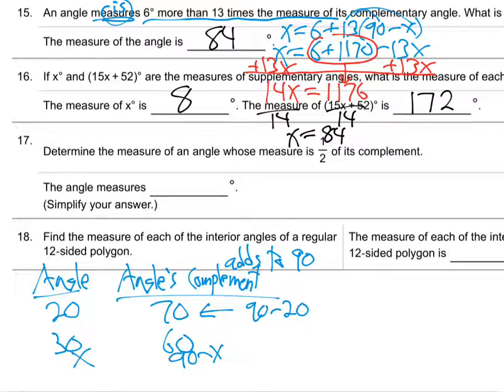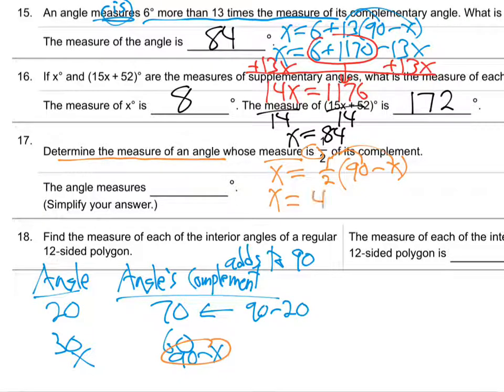Down here on number 17, determine the measure of an angle whose measure is, so x is 1/2 of its complement. Well, we just did complement right here. 90 minus x, right? So x is, now you got to multiply this half. Half of 90 is 45 minus a half x. Actually, you know what? Let me change the game plan. I mean, that's true, but there's an easier way.